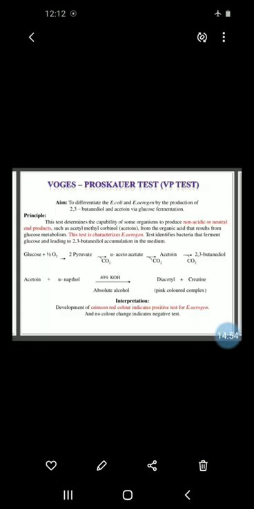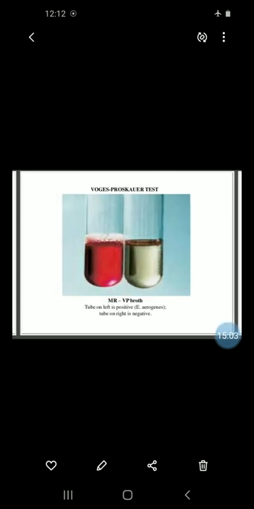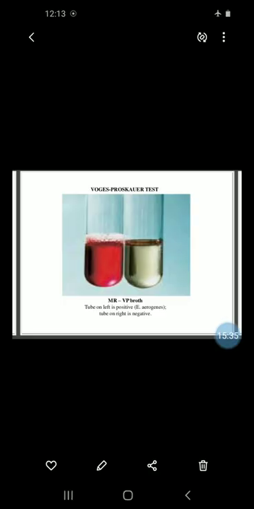If there is no color change, it shows a negative test. Here we can see this observation. In the left test tube there is formation of crimson red color, so it is positive. It means this test is positive for acetoin. In the test tube on the right side, there is no color change, which means this test is negative. So this is the Voges-Proskauer test.